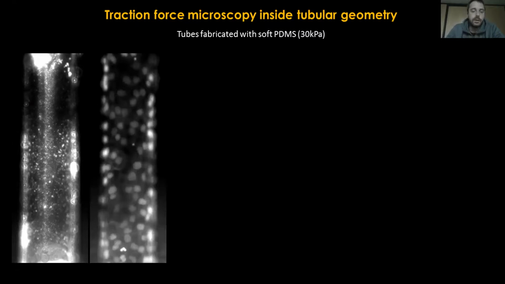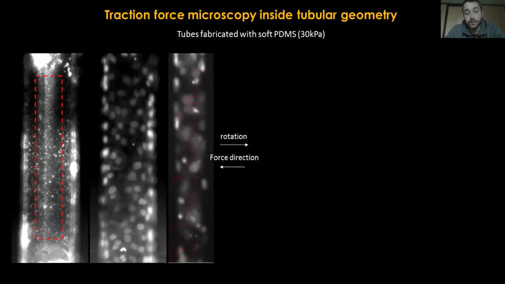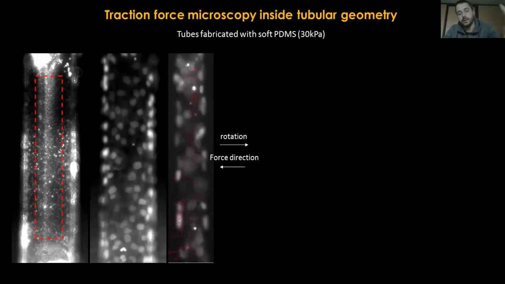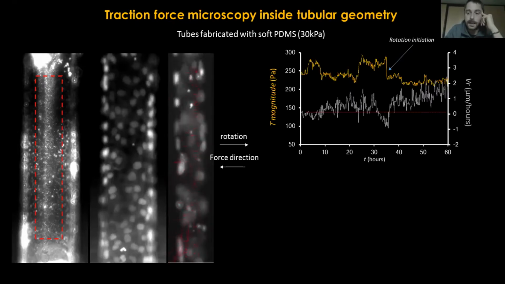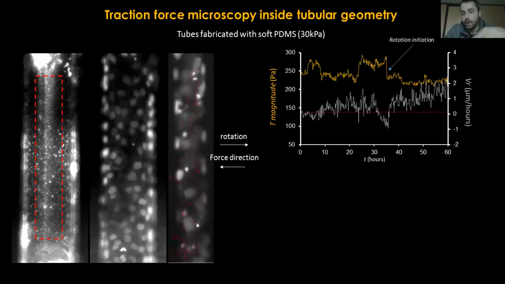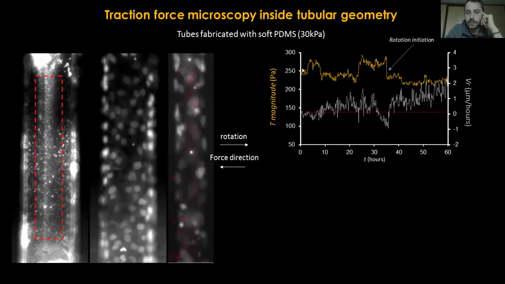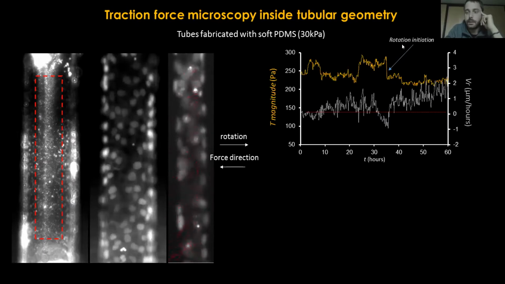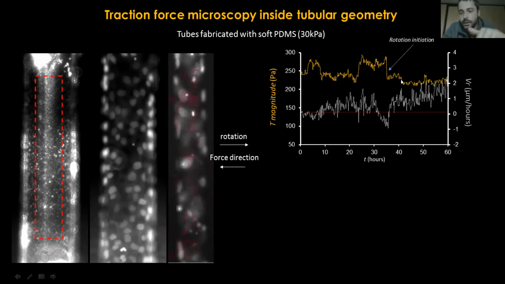So we were able to fabricate soft tubes of 30 kilopascal, in which we were able to put beads, and we can spot the rotation of the cells and measure the force that the cells exert on their substrate by just calculating the displacement of these beads. And what you can see in this graph is that surprisingly, when the cells do not rotate, when they randomly move, the magnitude of the force, which is represented here by this yellow line, is quite big. But once the cells start to collectively rotate, the magnitude of the force decreases.